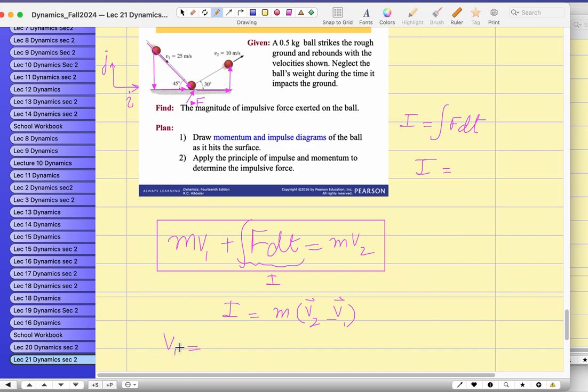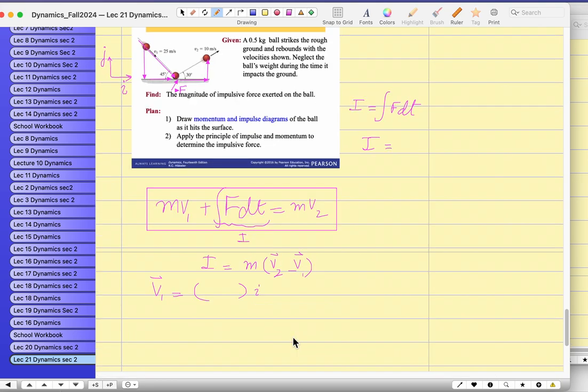So the v1 vector has this component, and plus this component. If you take a closer look, this is 25, the hypotenuse, times cosine 45. So I write down 25 cosine 45, positive direction, to the right, so it's positive. The other one is 25 sine 45, but in the negative direction, so I write down minus 25 sine 45. This is the resolution of the vector in terms of i and j components.